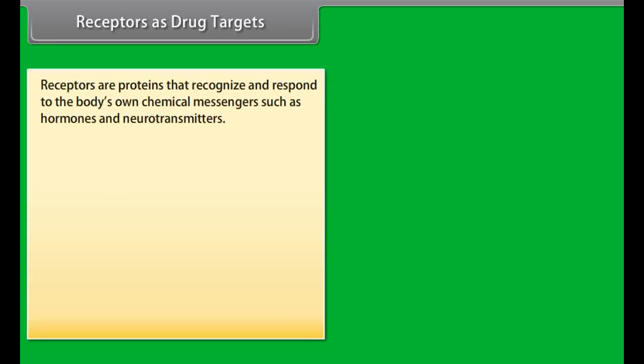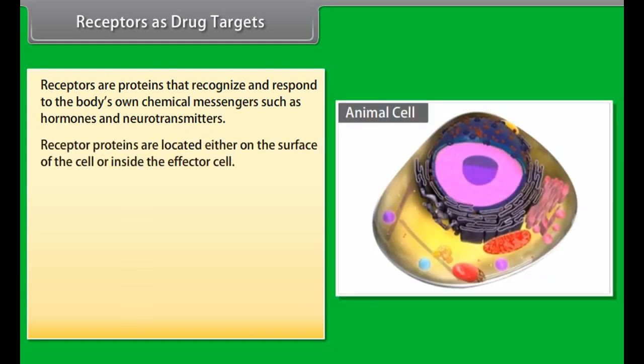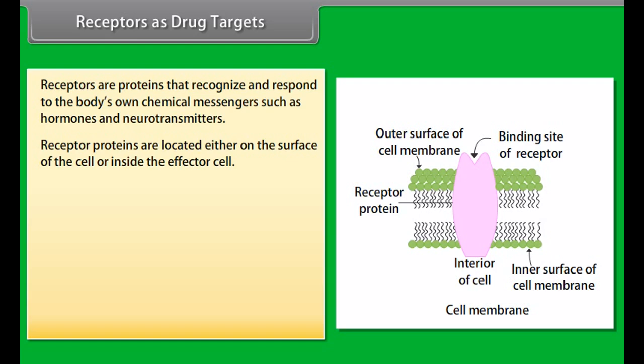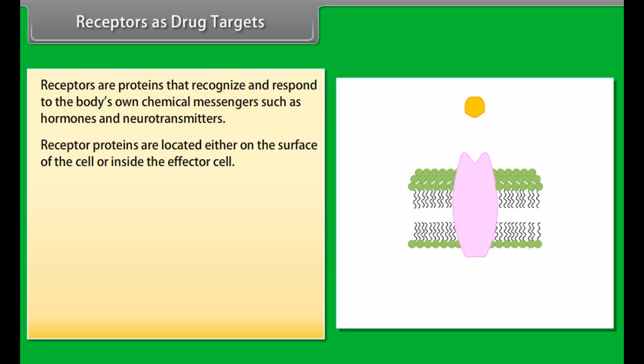Receptors as drug targets. Receptors are proteins that recognize and respond to the body's own chemical messengers, such as hormones and neurotransmitters. Receptor proteins are located either on the surface of the cell or inside the effector cell. In the body, messages between two neurons and between neurons and muscles are communicated through chemical messengers which are received at the binding sites of the receptor. To accommodate a messenger, the shape of the receptor site changes. This brings about the transfer of the message to the cell.